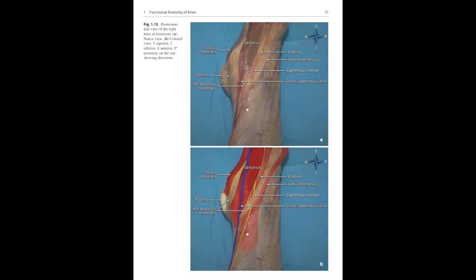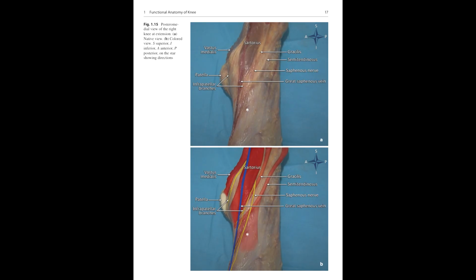Now, trace your eye further posteriorly. You'll see the long, strap-like sartorius muscle coursing down obliquely, overlaying the more vertical tendons of the gracilis and the semitendinosus. Together, these three muscles converge to form the pes anserine insertion on the medial tibia. Notice how their tendons are layered, sartorius most superficial, gracilis in the middle, and semitendinosus deepest. This arrangement not only provides strength, but also allows gliding and flexibility during knee movement.